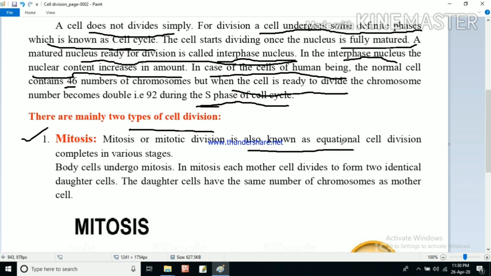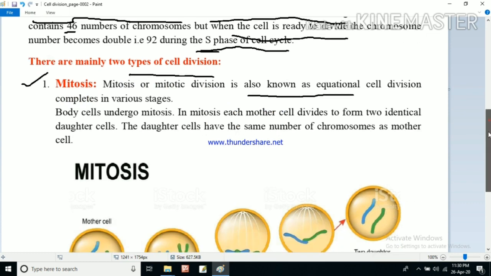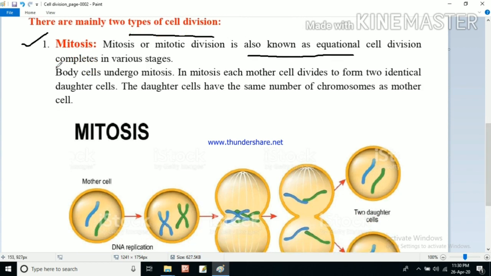Why is mitosis called equational division? If we see the complete explanation, we can easily understand why. Mitosis completes in various stages. It does not complete in a single step. There are so many stages, and the cell follows all the stages and ultimately forms daughter cells.